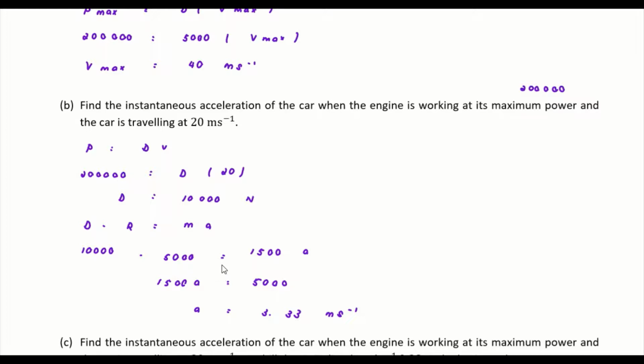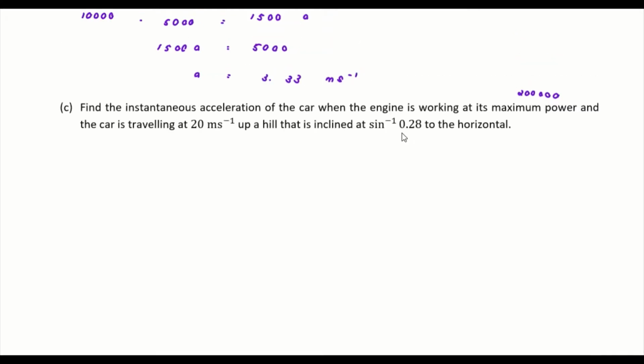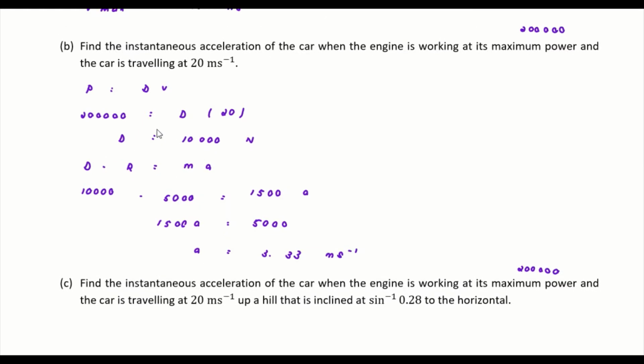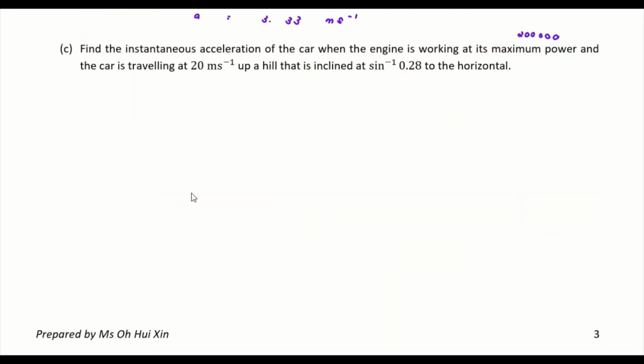Okay, so now let's look at part C. Find the instantaneous acceleration of the car when the engine is working at its maximum power as well, which is just now the 200 kilowatts, and the car is traveling at 20 meters per second up a hill, which is inclined at sin⁻¹ 0.28 to the horizontal. This question is actually the same as part B, but part B is moving on a horizontal surface, while part C is on a slanted plane.